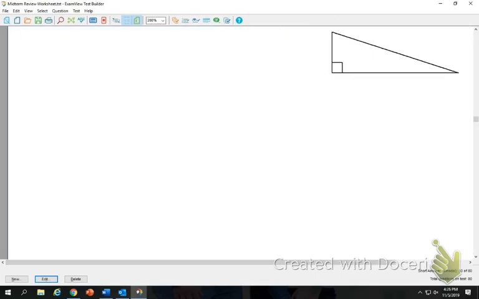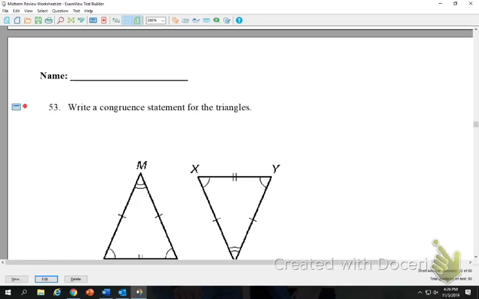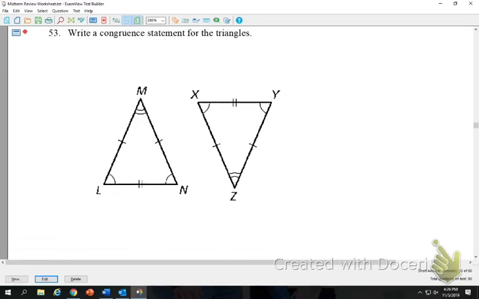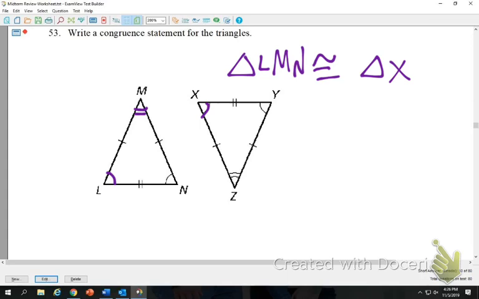The last one on this page is gone. Where'd it go? Here we are. Write a congruent statement. There's actually a couple. But a congruent statement, you should have a triangle is congruent to a triangle. So let's say we had L first. L corresponds with X. So the next triangle would be named triangle X something. So we could say LMN. Then we'd have to say XZY.